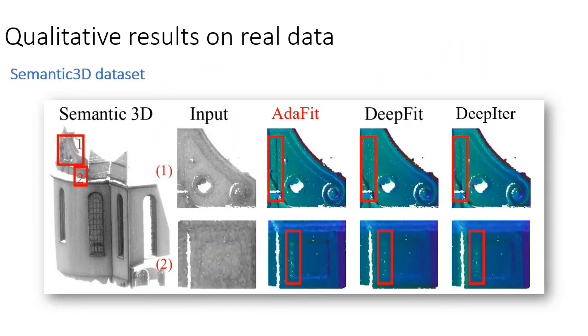The Semantic3D dataset contains point clouds collected by laser scanners. Since there are no ground truth normals, we only show qualitative results. The results show that AdaFit can find sharp edges on point clouds, while other methods oversmooth these normals.